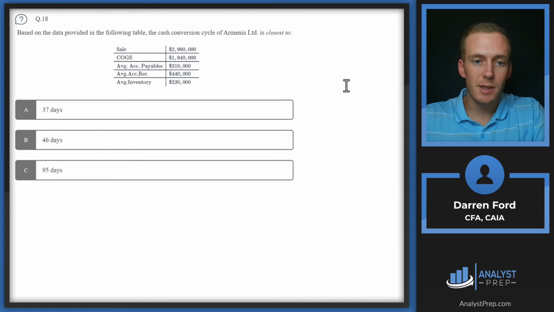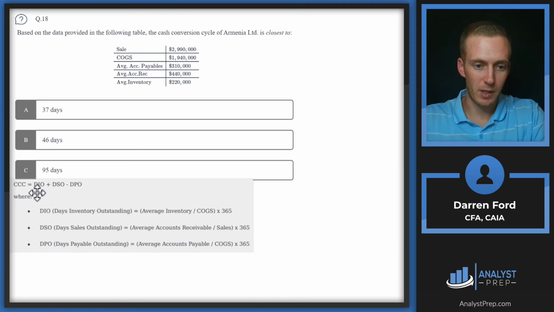Question 18. Based on the data provided in the following table, the cash conversion cycle of Armenia Limited is closest to. We've got sales, cost of goods sold, accounts payable, accounts receivable, and inventory. We're going to be using all these figures in some way to calculate our cash conversion cycle here. So let's pull the formula in.